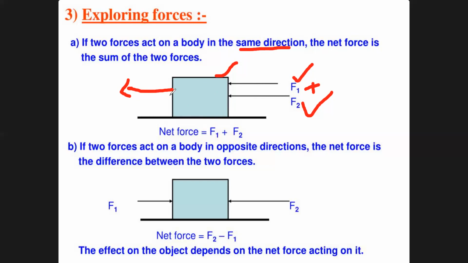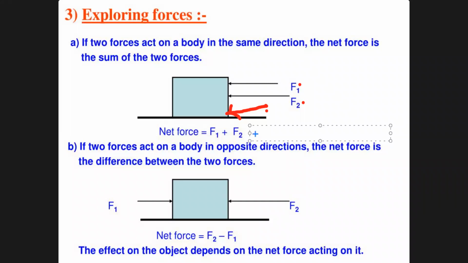If there is one more force, say F3, acting like this, now how many forces are acting? There are three forces: one is F1, the other is F2, and the next is F3. Again, these are acting in the same direction, so the net force will be F1 plus F2 plus F3, isn't it?